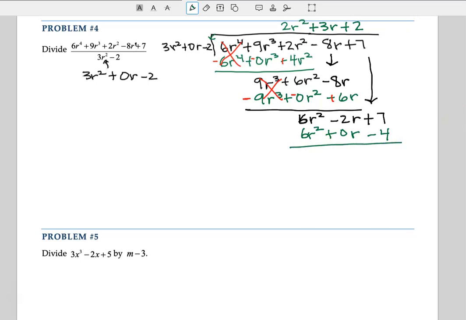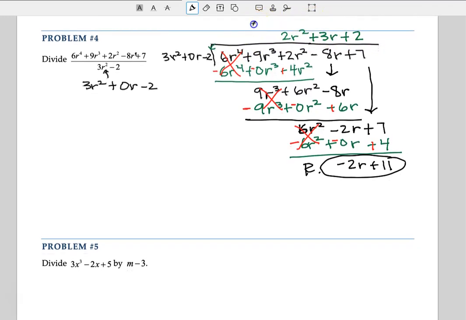Right? And then at this point, we see that we need to change signs, and that first term is gone, which is what we were trying to have happen, so that's awesome. And we're left with -2r plus 11. All right, now there's nothing more to bring down, so this is our remainder. And this other part is what's called our quotient.